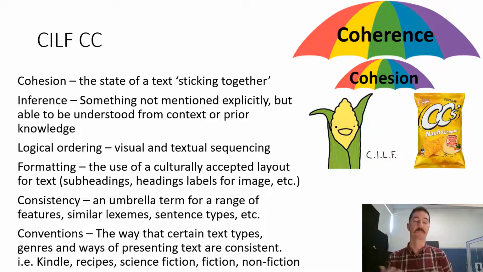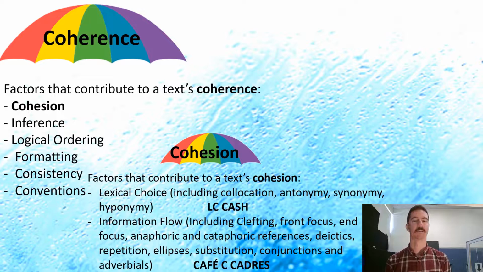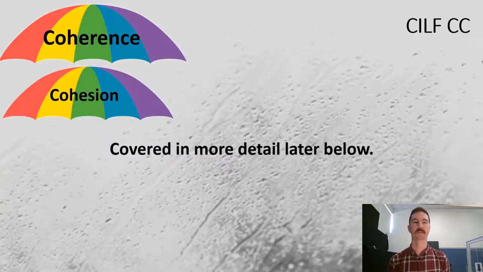Consistency, just being consistent with itself, so that's mostly semantic patterning typically. And conventions, just think of the way that different text types look. And the acronym we use for this is CILF CC. Again, just to give you some examples, we're going to go through each of CILF CC in order.